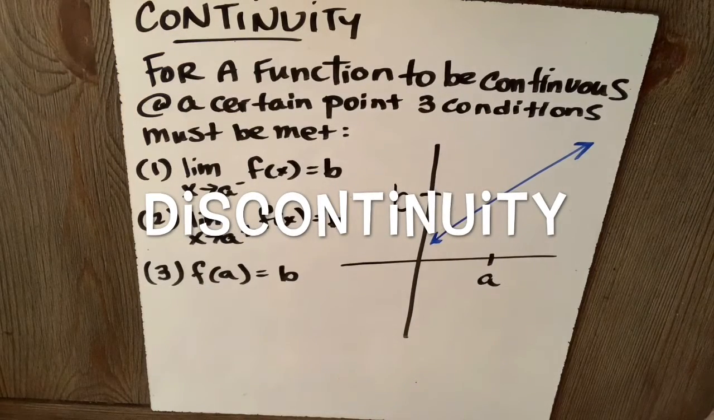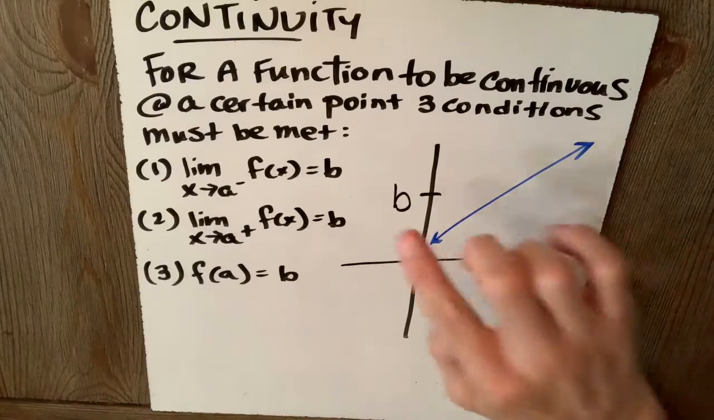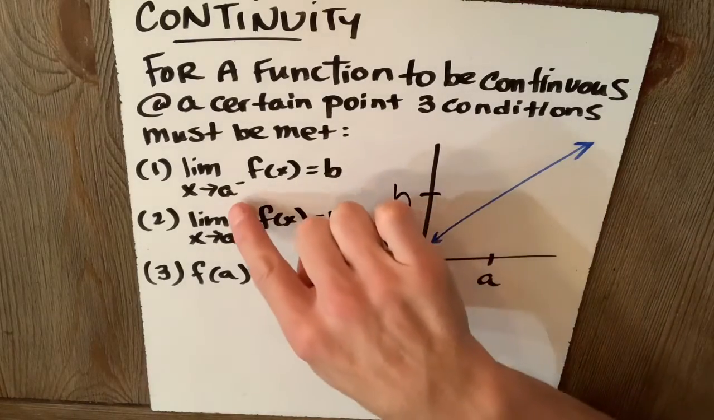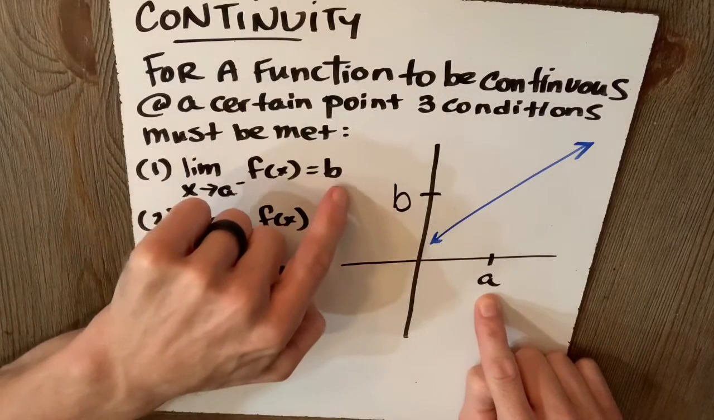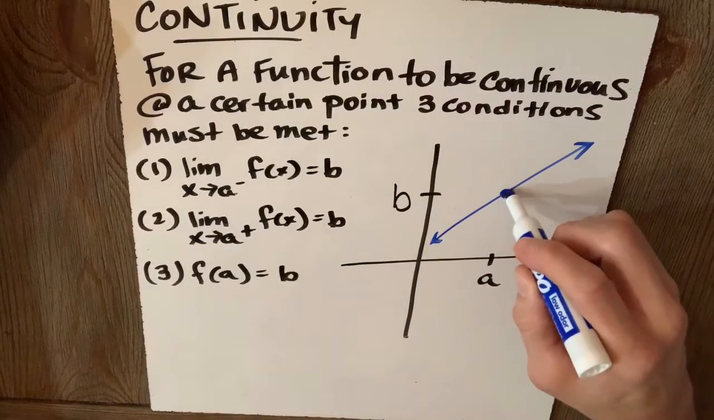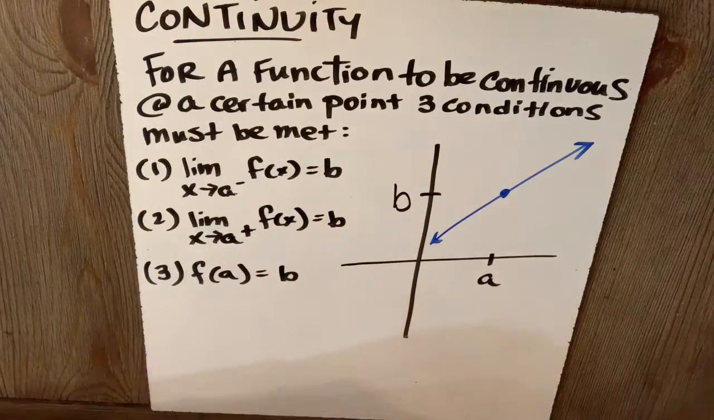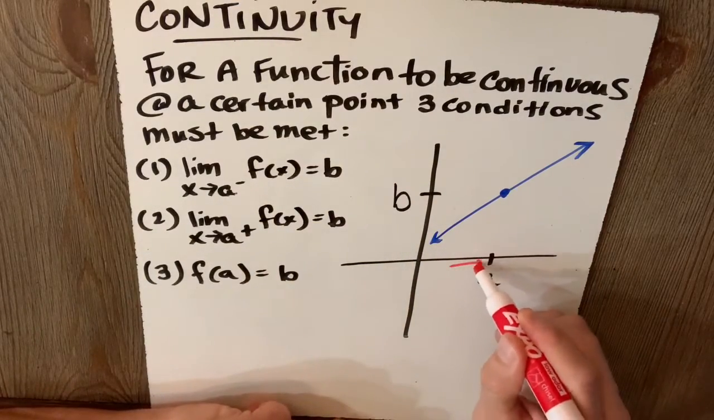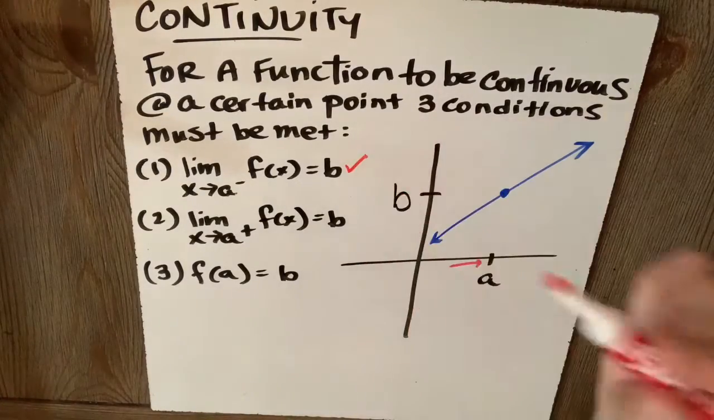Let's talk about continuity. We've learned that for a function to be continuous at a certain point, three conditions must be met. For one, the limit from the left-hand side as x approaches a from the left, a little bit less, of this function has to equal b. So let's see. Here's our point as x gets closer and closer to a from the left. So we're squeezing in on a from this side. It does look like the y values are going to b. So we've met the first condition.